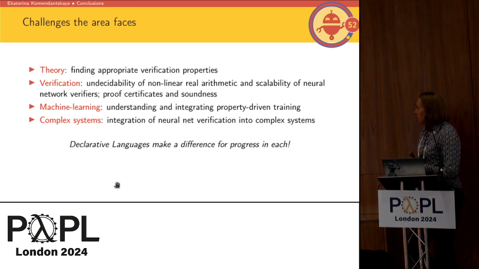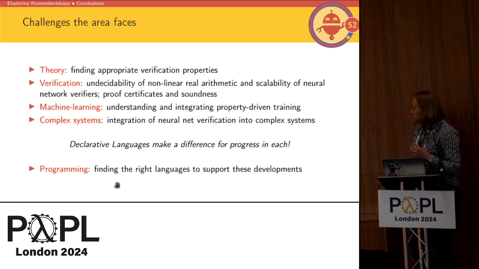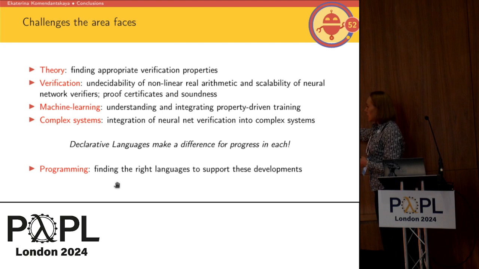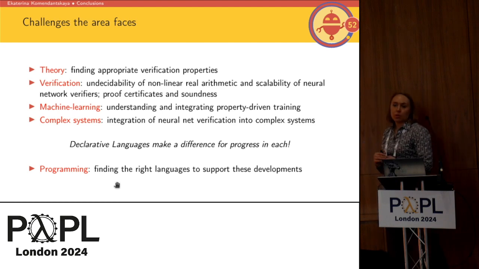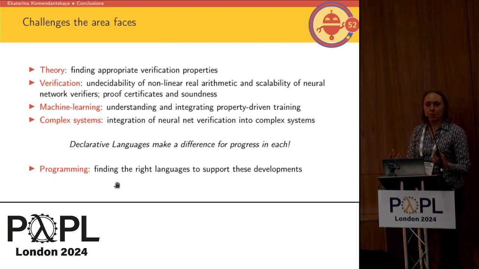But the point of this talk is that declarative languages make a difference for progress in each, or at least I try to illustrate to you that if you come with some interesting techniques from declarative languages, you can make a difference to progress in these four. And therefore, in my opinion, the fifth challenge that you need to add to this list is programming challenge in finding the right languages to support these developments that happen kind of without declarative programming. And this would be the declarative programming contribution to say these are correct languages for you to use if you wanted to make faster progress with the other ones.